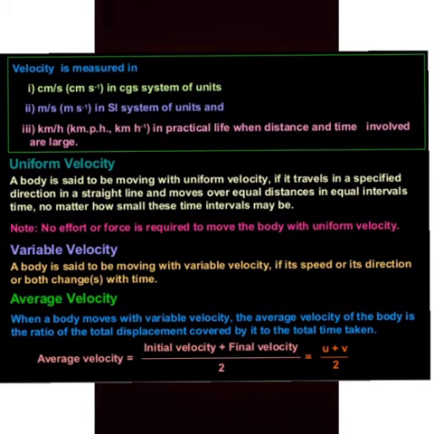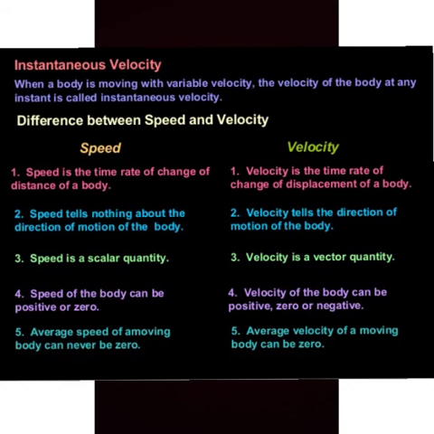Now see the difference between speed and velocity. Speed is the time rate of change of distance of a body, and velocity is the time rate of change of displacement of a body. Speed tells nothing about the direction of motion of a body, and velocity tells the direction of motion of a body. Speed is a scalar quantity and velocity is a vector quantity. Speed of a body can be positive or zero, and velocity of a body can be positive, zero or negative. And average speed of a moving body can never be zero, but average velocity of a moving body can be zero.